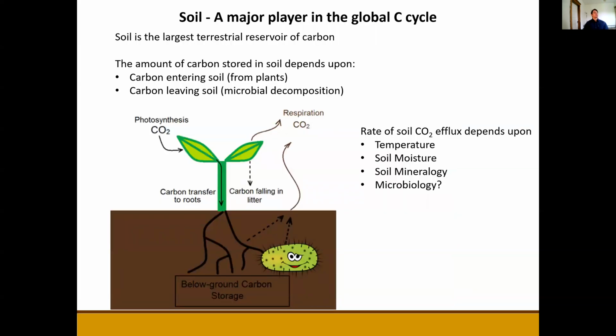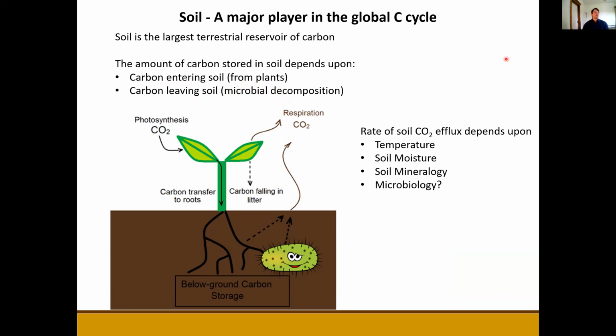So let's first look at soil and the role it plays in the global carbon cycle. Soil is actually the largest terrestrial reservoir of carbon. The amount of carbon stored in soil depends on two factors. Firstly, the amount of carbon entering the soil, typically from plants, or the amount of carbon leaving the soil following decomposition reactions. And this is often driven by microbes.